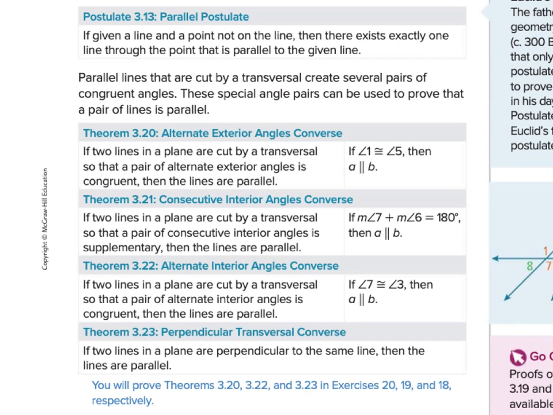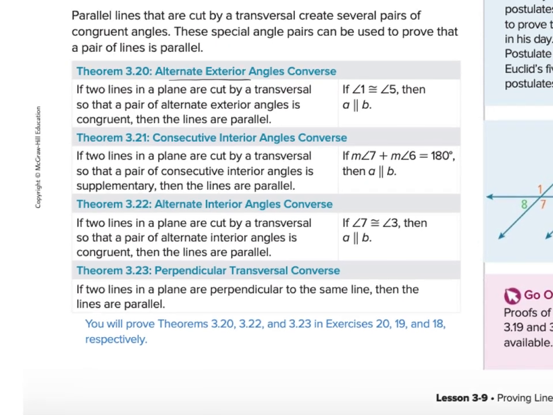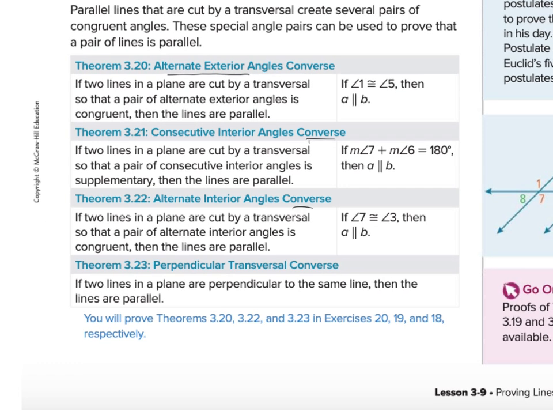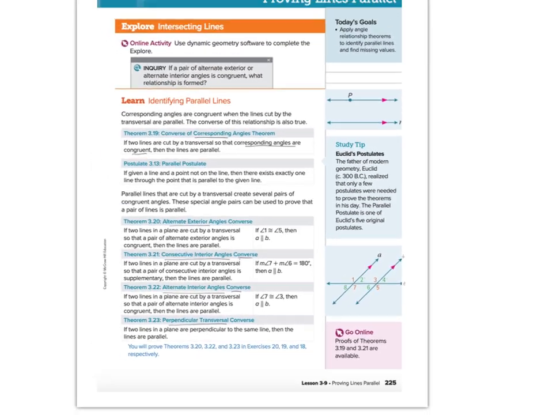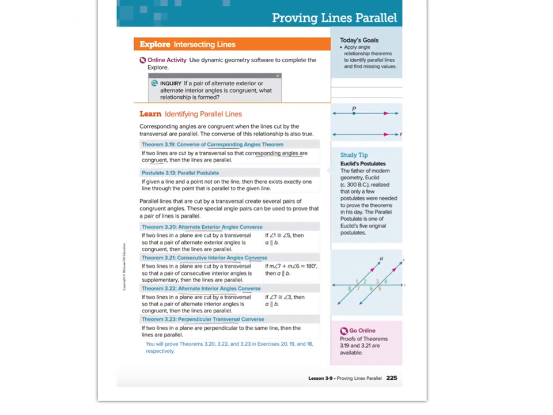Same thing here with the converse for the alternate exterior. If I have two lines cut by a transversal and the alternate exterior angles are congruent, then they are parallel lines. So that's what they're doing here on all these converse statements. We've already learned what alternate exterior angles are, consecutive interior angles, alternate interior angles. A perpendicular transversal is basically saying it intersects at 90 degrees. So that's what they're doing here. In practice, it's really the same stuff we've been doing.